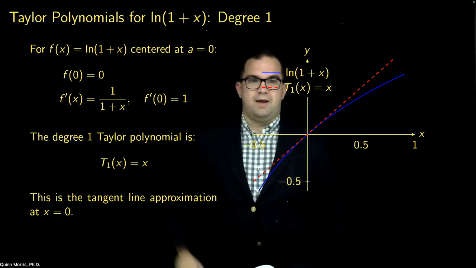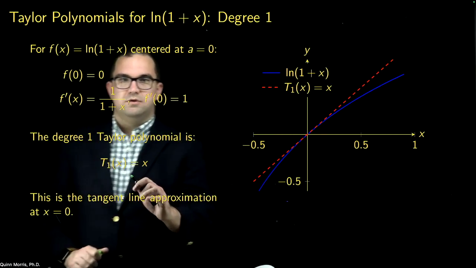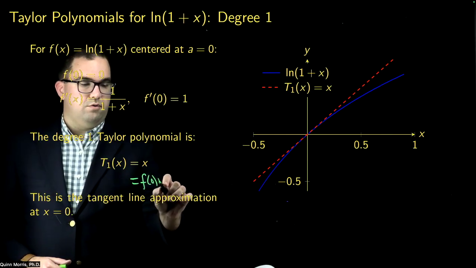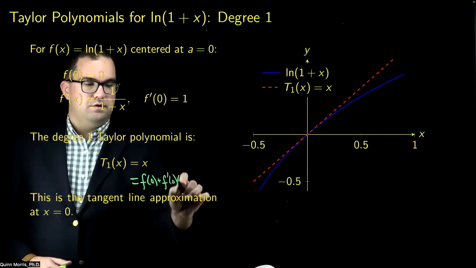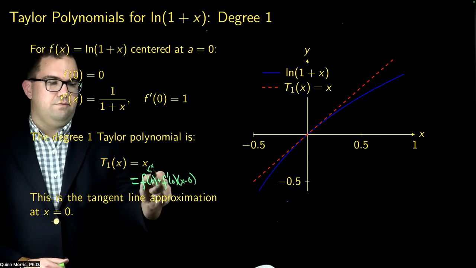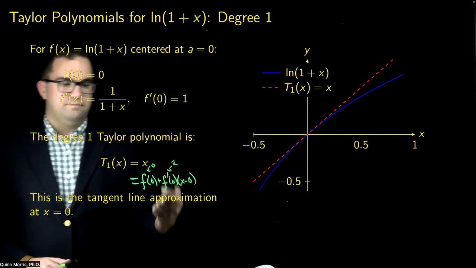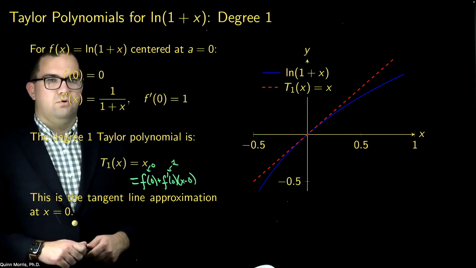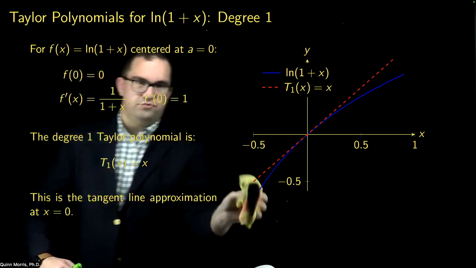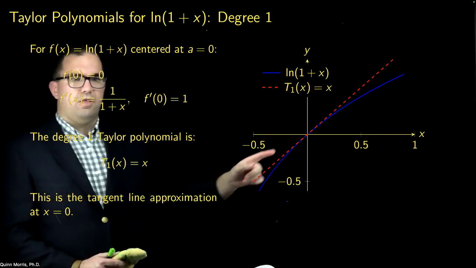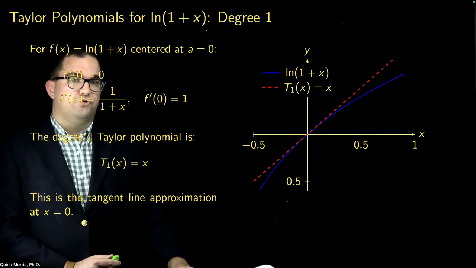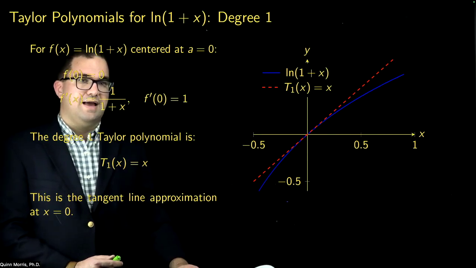And so now I can construct my Taylor polynomial of degree 1. Formally, this should be f of 0 plus f prime of 0 times x minus 0. But again, this value is 0 and this value is 1, so I just get x back. So this is just the tangent line approximation again. Nothing too tricky going on here. And you can see plotted here the function itself in blue, and its Taylor polynomial of degree 1 in that red dashed line.